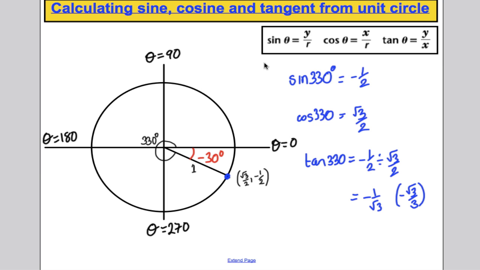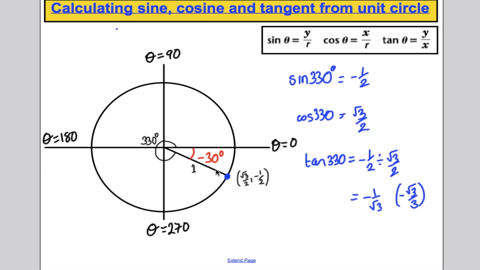And I urge you just to check in your calculator that sine of negative 30 is indeed minus a half, cos of negative 30 is indeed root 3 over 2, and tan of negative 30 is indeed negative root 3 over 3. So we've extended the definitions of sine, cosine and tangent to angles beyond 90 degrees, and in fact any angle, positive all the way around to 360 or negative all the way around to negative 360 and beyond.